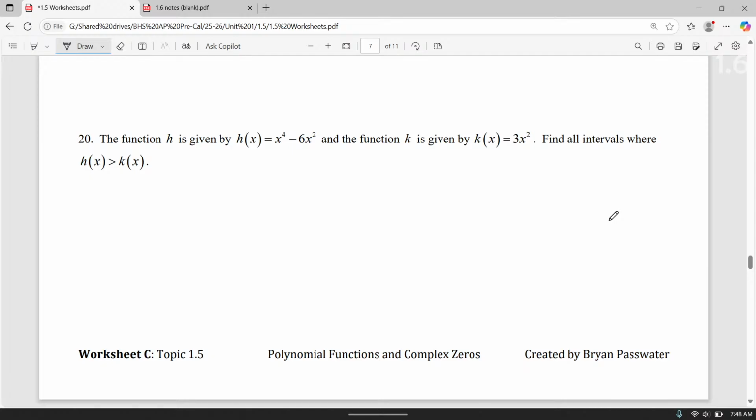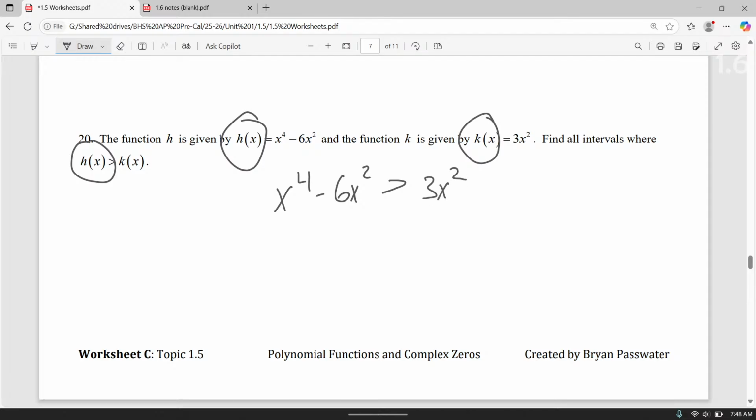All right, so here we go. My microphone's way over here, so I can deny I said any of that. This is H. This is K. I want to find all the intervals where H is bigger than K. So here I go. I'm going to go x^4 minus 6x^2. I want that to be bigger than 3x^2. And this looks almost like all those questions we just did. We got to get this thing, pardon my French, but we got to get it equal to 0.